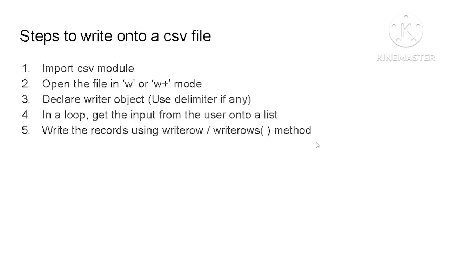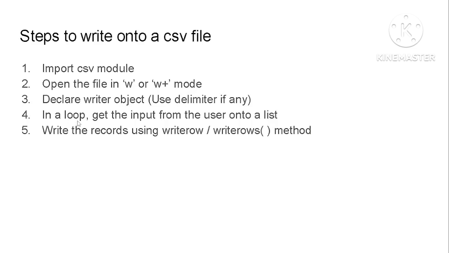Now, what are the steps to write records onto a CSV file? The first step, import CSV module. Second step, open the file in W or W plus mode. Third step, declare a writer object. In case you wish to change the delimiter, you should give that in this step.